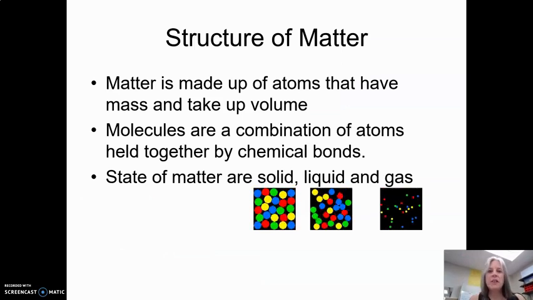Now, hopefully you've already taken chemistry. If you have, you know that matter is made up of atoms, or maybe you know that even if you haven't taken chemistry, and that molecules are just a combination of atoms held together by chemical bonds. We have 3 states of matter. Well, there's really 4, but we don't study plasma.